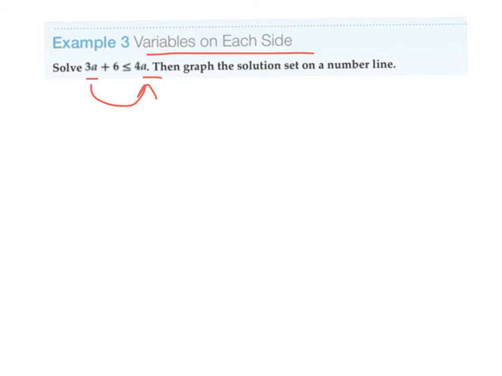So if I move that to the right, remember what I've said before, when we move it to the right, I change a sign. So 4a minus 3a. And when I do that math, I get 1a.